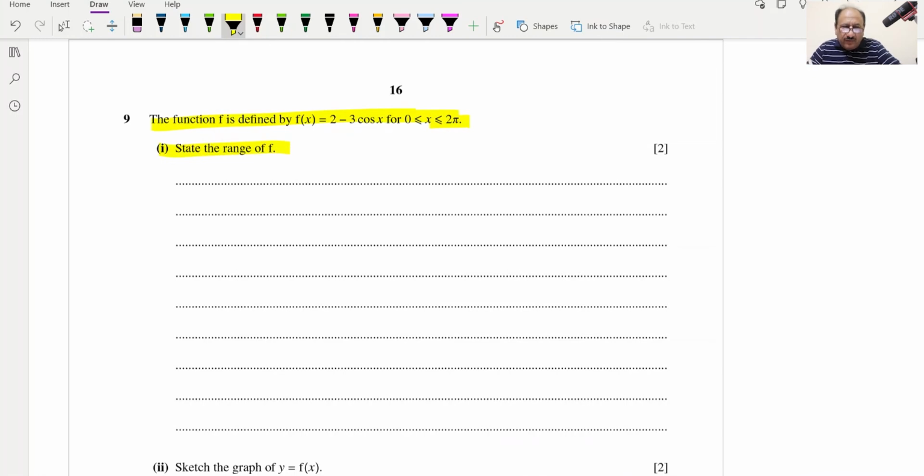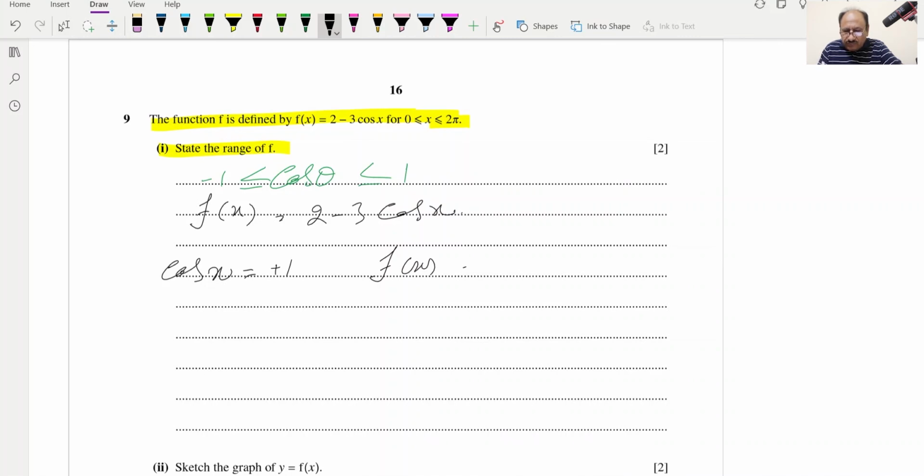State the range of f. For the range of f, we know that cos theta varies from -1 to 1. So f of x is equal to 2 minus 3 cos x. Now when cos x is equal to plus 1, what will be our f of x? f of x will be 2 minus 3, which is equal to -1.